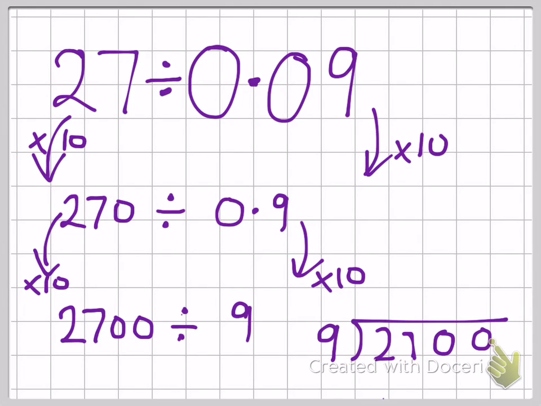2700 divided by 9. 9's into 27 goes 3 with no remainder. 9's into 0 is 0. 9's into 0 is 0. So our answer would be 300. So it's a little trick for when you're dividing by a decimal.